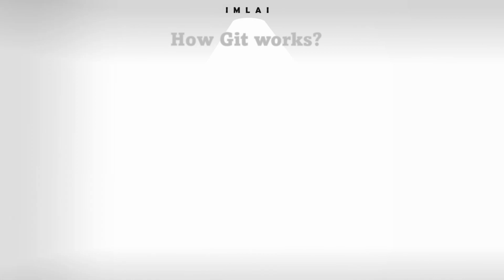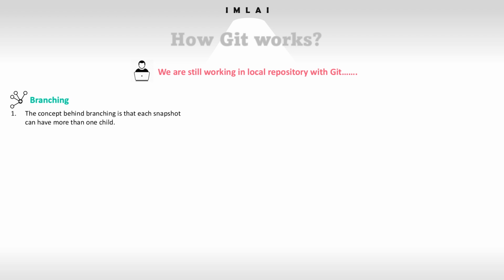Now let's see branching. The concept behind branching is that each snapshot can have more than one child. Applying a second change set to the same snapshot creates a new separate stream of development, and if it is named, it's called a branch.